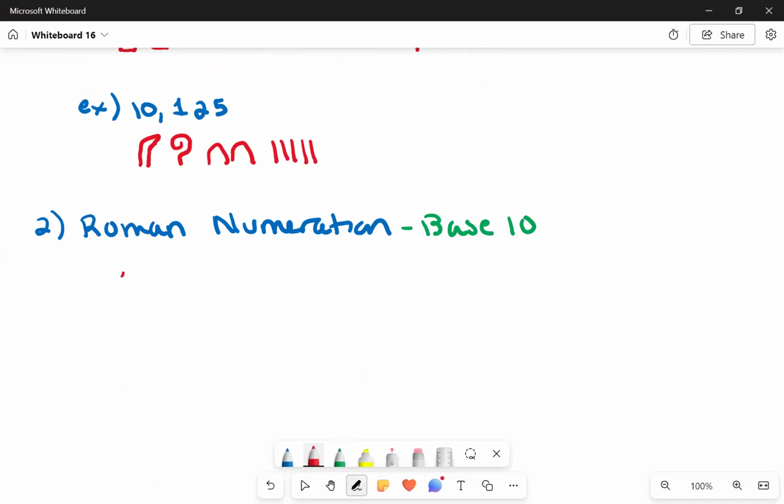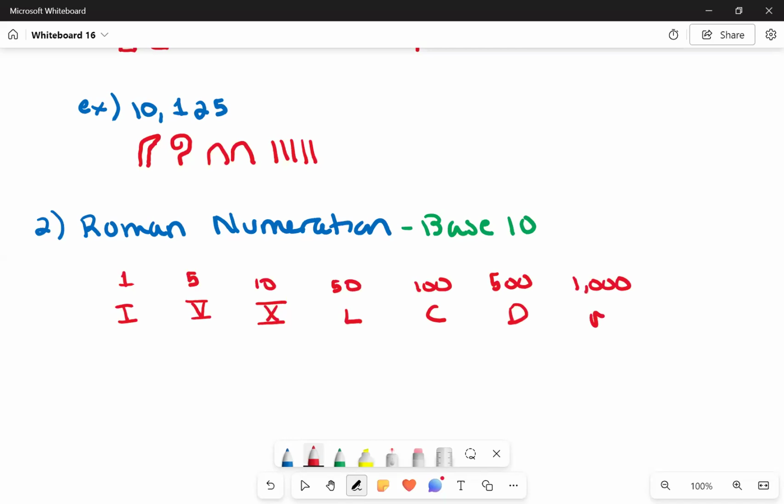So the number 1 is represented with an I. The number 5 is with a V. I like to kind of put the bar on cross to help me. 10 is an X. 50 is an L. 100 is C. 500 is D. And 1,000 is M. Okay, so that's the Roman numeral system.